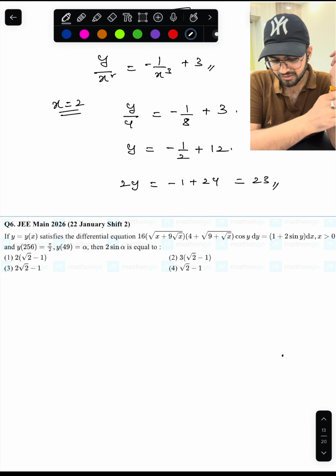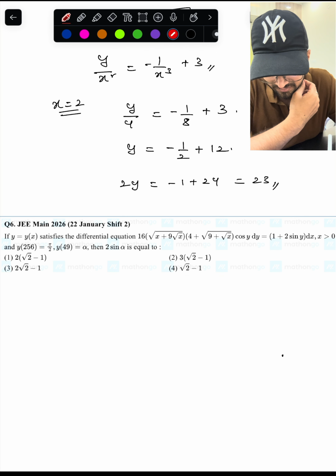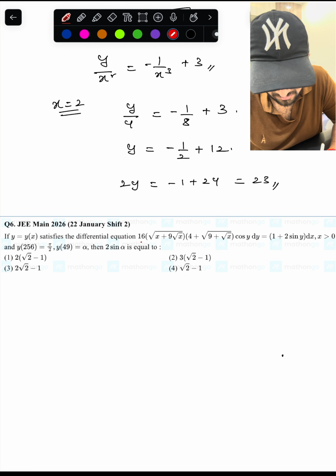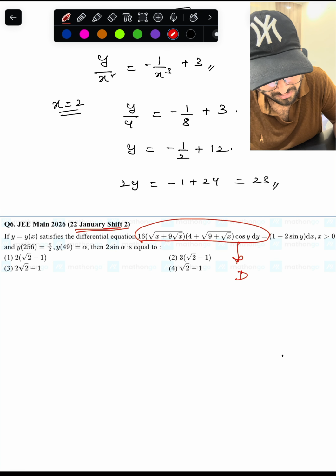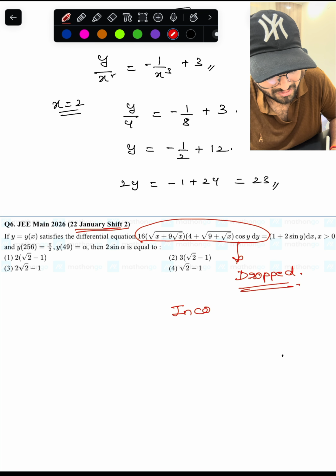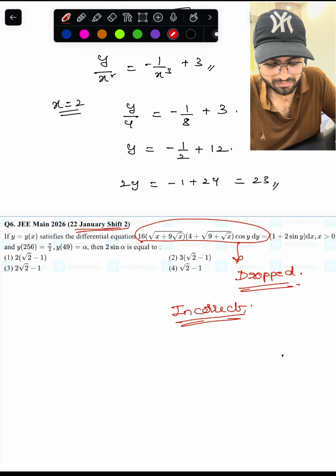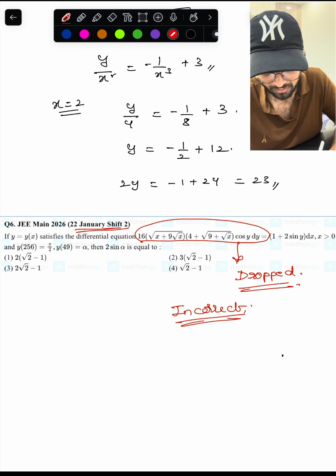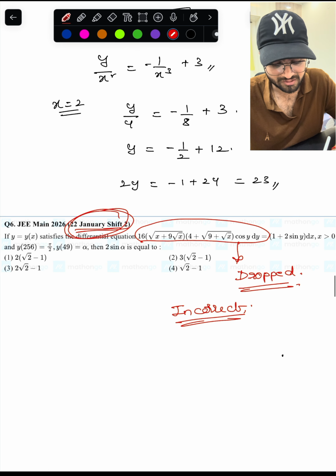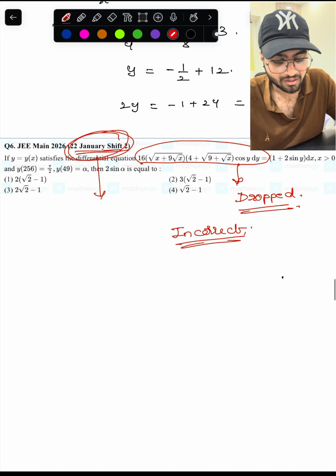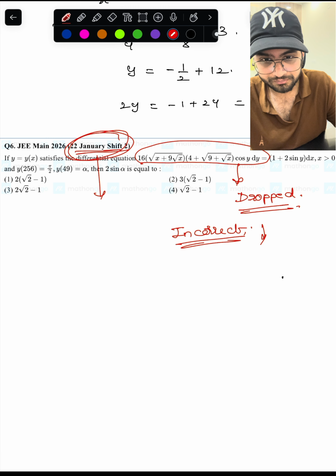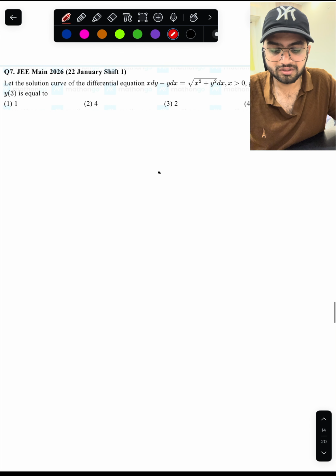Again, let's move to the next question, question number 6. So what is given here? This question was asked in the 22nd January shift 2. Unfortunately, this question has been dropped by NTA because the question is incorrect. I explained why it is incorrect and why it is dropped in my 22nd January shift 2 paper discussion. Do check out that video for clarity on this question. So let's move to the next question, question number 7.